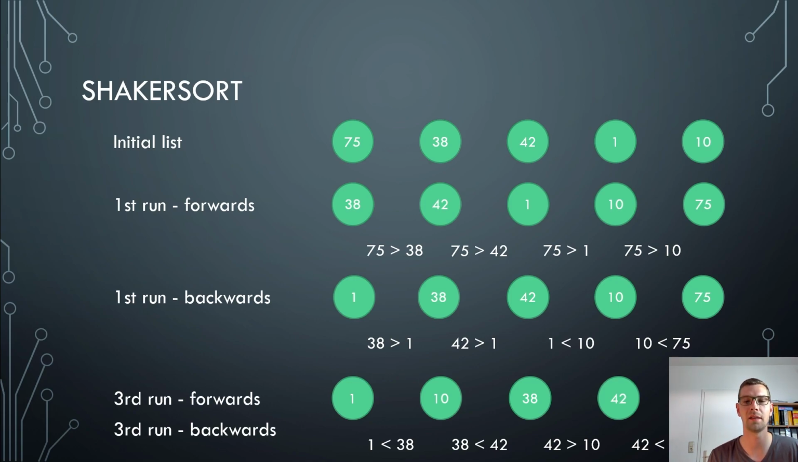In our last run, we would run once through it, see we don't have to swap anything anymore. And since we don't swap, we are done and we can finish our sorting algorithm.